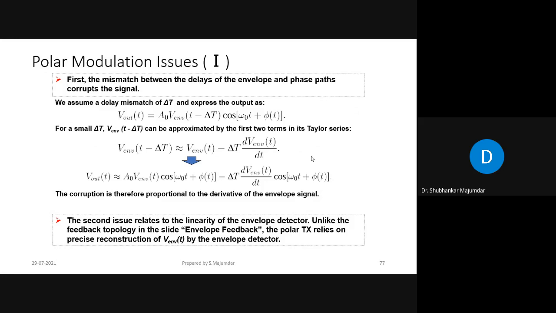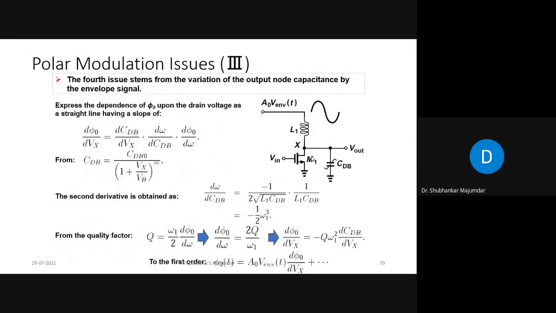After this, we have some issues. The first issue is the mismatch between the delays of the envelope and the phase path, which corrupts the signal. The second issue relates to the linearity of the envelope detector. Unlike the feedback topology in the slides, envelope feedback, the polar transmitter relies on precise reconstruction. So precise reconstruction is a big issue with this polar modulation.